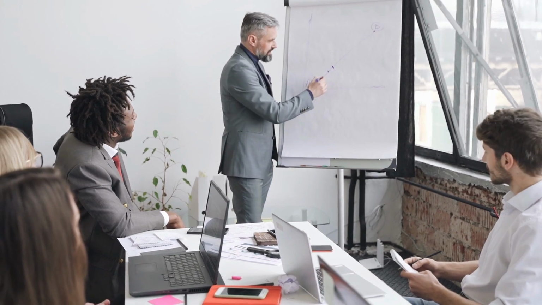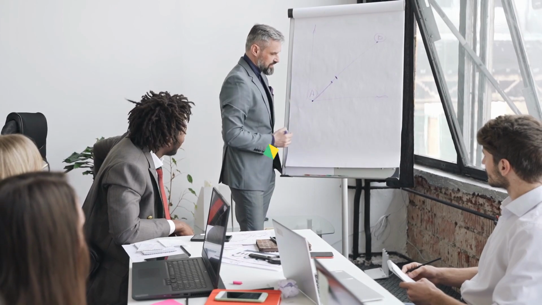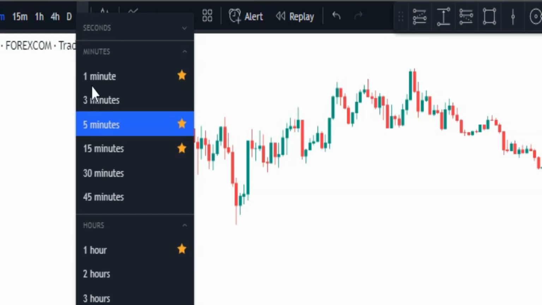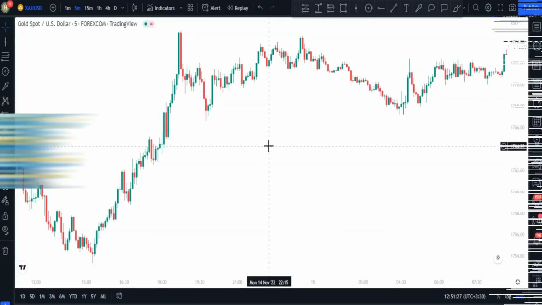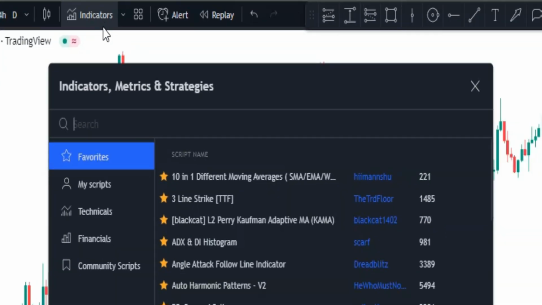Today you will learn a very effective scalping strategy for trading crypto, stocks and forex. So without wasting any time, open a gold 5-minute time frame. This strategy consists of 3 indicators. And now let's go ahead and add the first indicator to our chart.